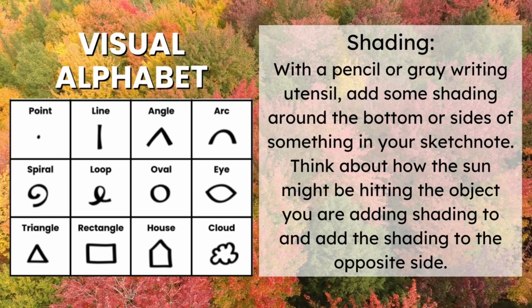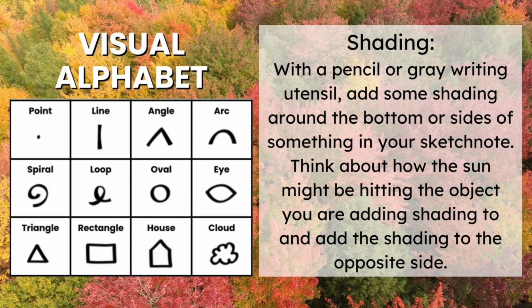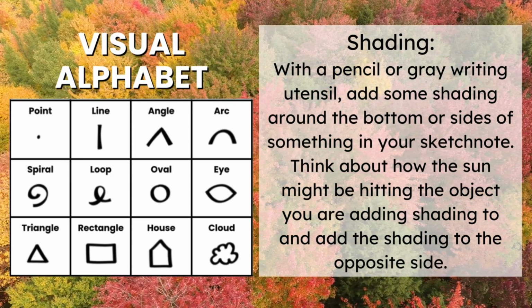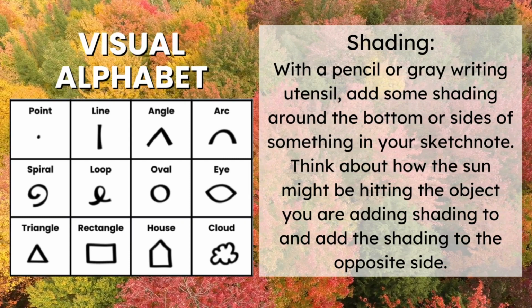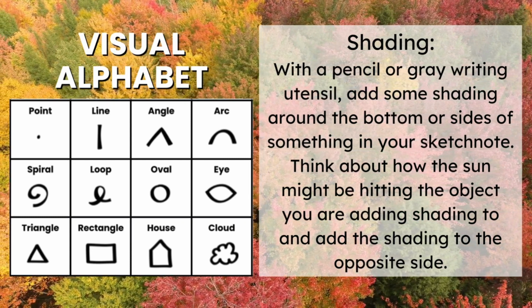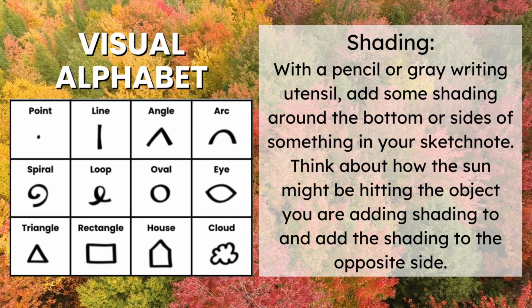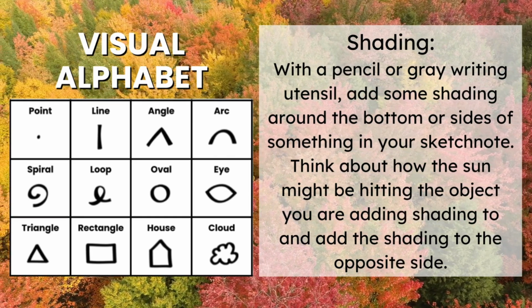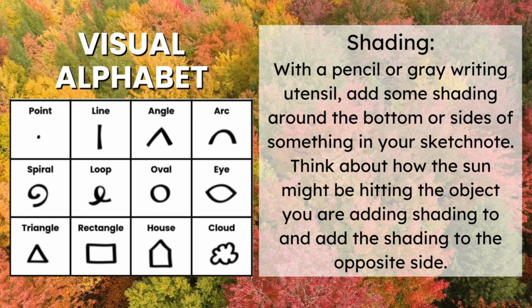To add shading, with a pencil or gray writing utensil, add some shading around the bottom or sides of something in your sketchnote. Think about how the sun might be hitting the object that you are adding shading to, and add the shading to the opposite side.